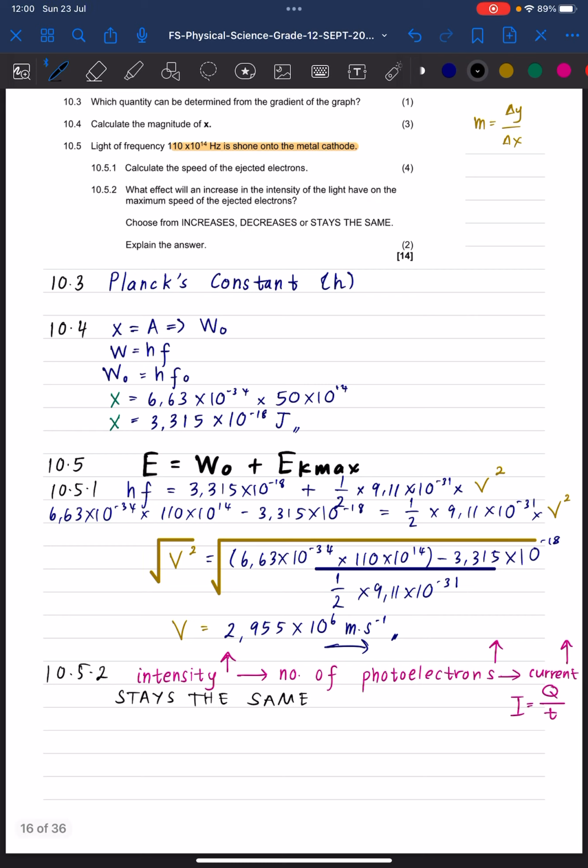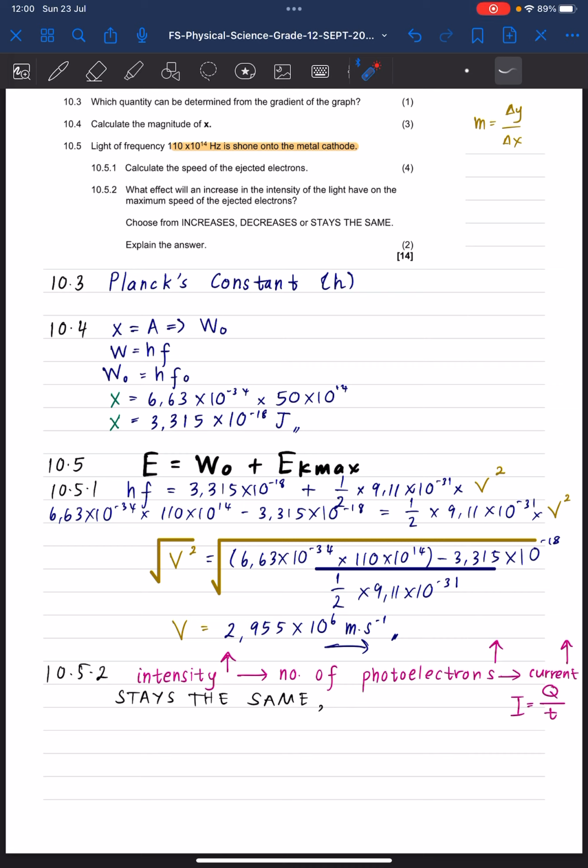And the reason why it stays the same is that explanation I gave above. You say intensity does not affect the speed of a photoelectron, rather it affects the number of photoelectrons, which in turn affects the current according to I equals Q over T. Or you can just say intensity does not affect the speed of photoelectrons, it only affects the number of photoelectrons per unit time, because of this formula. So that's the answer. Stays the same, you get 1 mark.